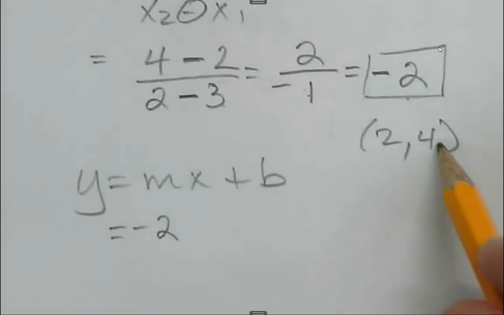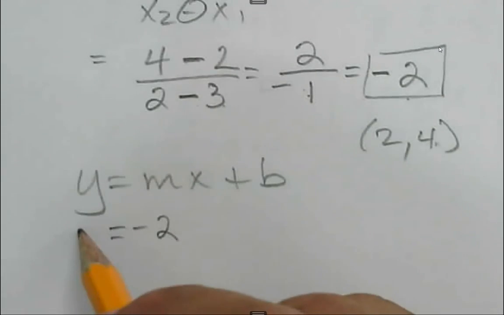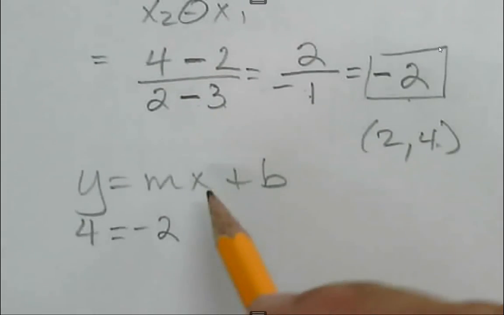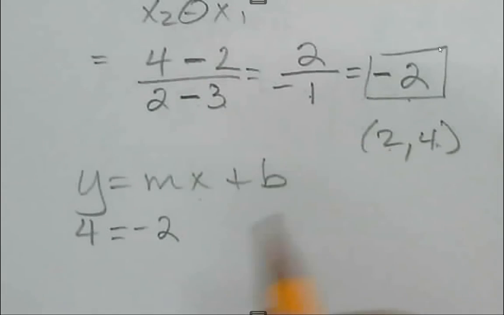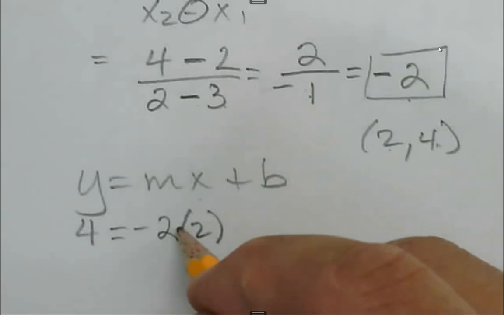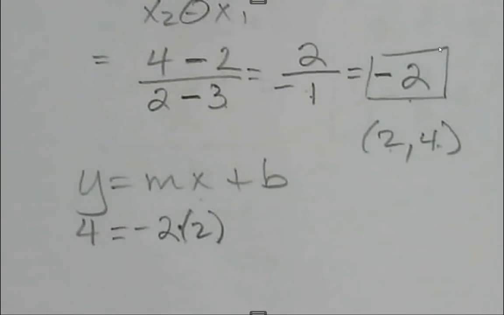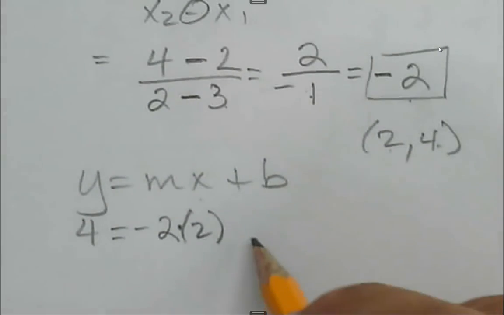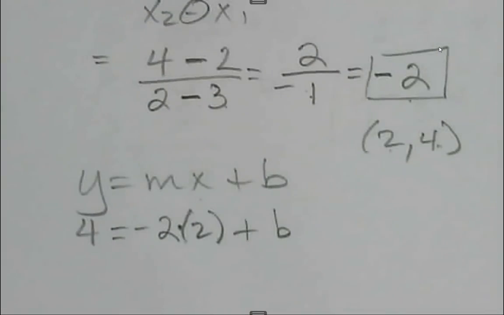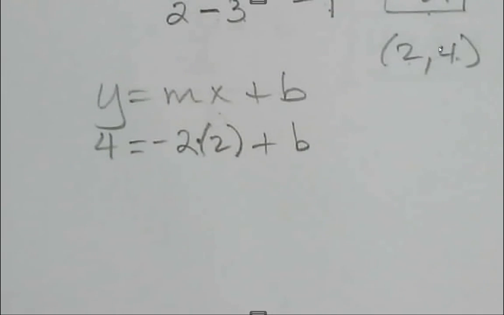So I know that my y coordinate is a 4. I'm going to put that in right here. My x coordinate is a 2. So I'm going to put that in right here. And remember, parentheses, because I'm doing multiplication. You could also put a raised dot right there if that made you feel better. Then that's fine with me as well. And you could put a positive b right there. Now we're solving for b.